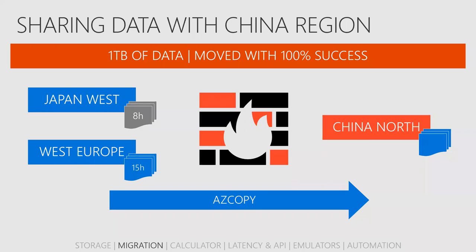During the POC, to see what the success rate was and so on, we decided to move 1 terabyte of data. The success rate was 100% and it was interesting also from the speed point of view. From Japan to China North, it took us 8 hours, and from West Europe it took 15 hours. Why? Because there were a lot of small files that needed to be copied. We didn't have, let's say, 10 or 20 files of 50 or 100 gigabytes. We had a lot of small files, where the latency can decrease the performance of the copy activity.